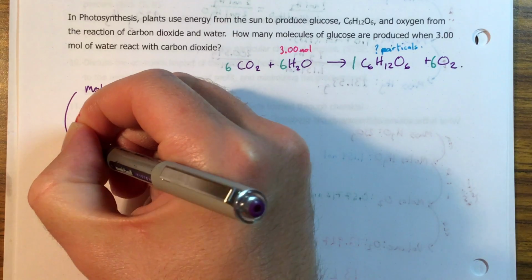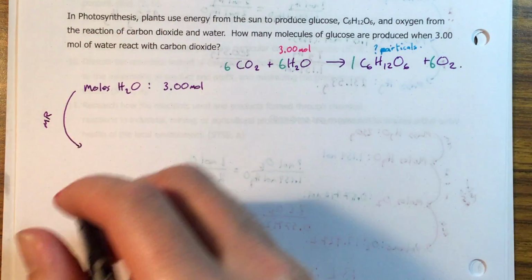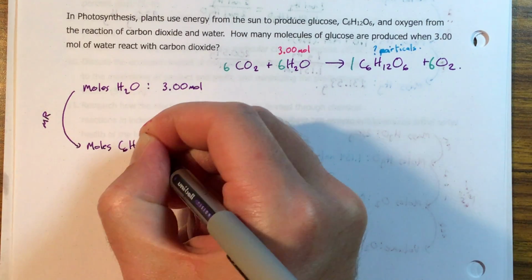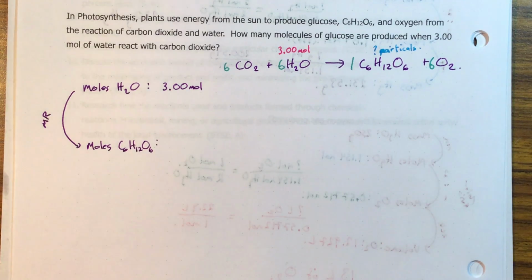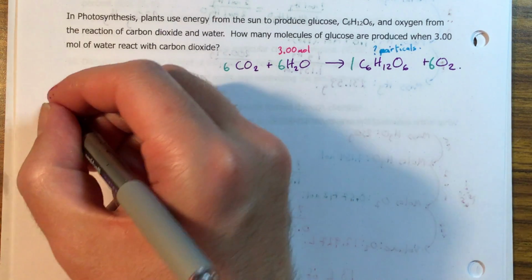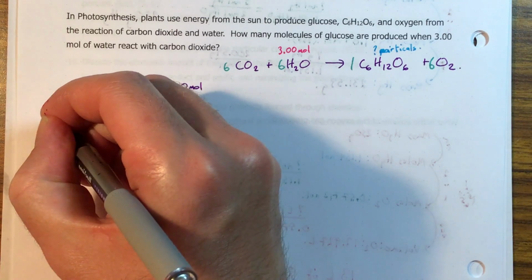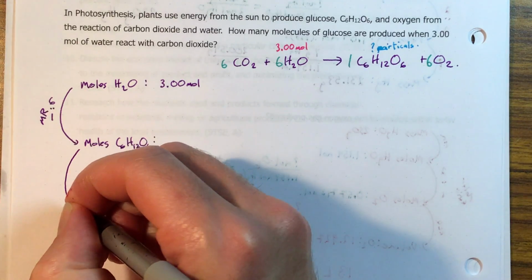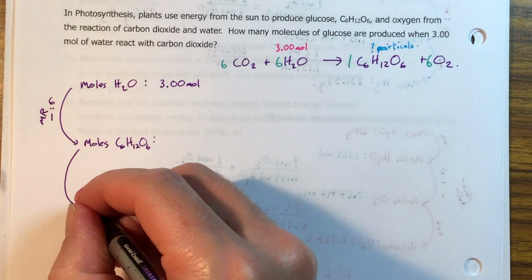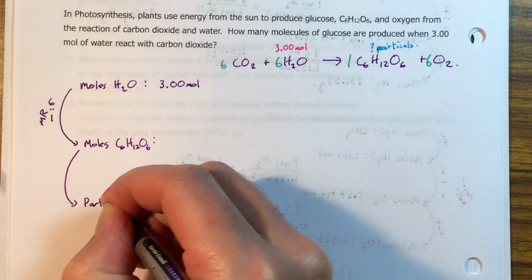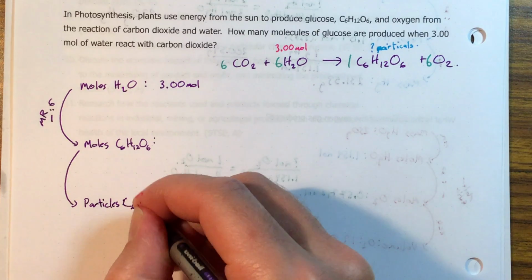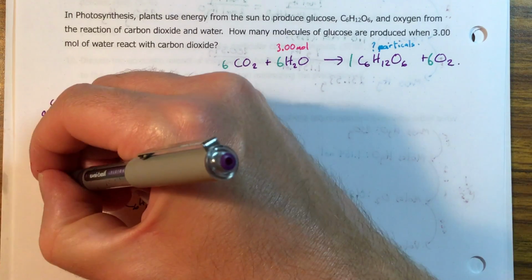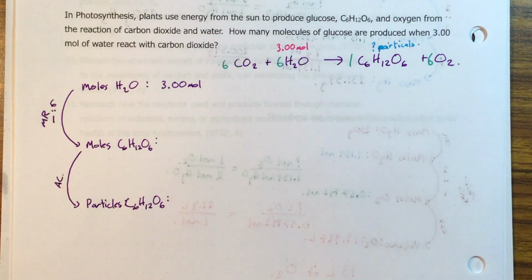Then we can go through our molar ratio. We can go to the moles of C6H12O6. Now let's write our molar ratio out. It's 6 moles of water to every 1 mole of C6H12O6. Then we can go from our moles of C6H12O6 to our particles of C6H12O6. And we do that using Avogadro's constant, 6.02 times 10 to the 23rd.